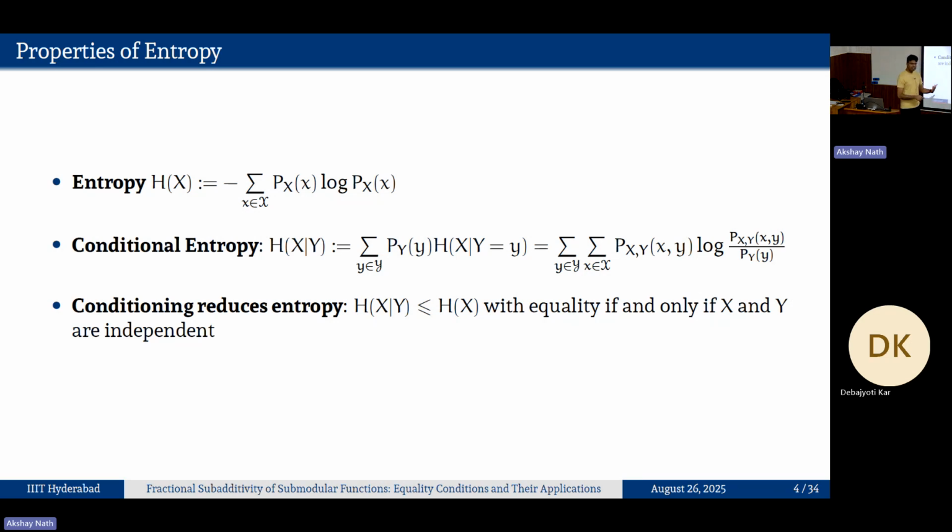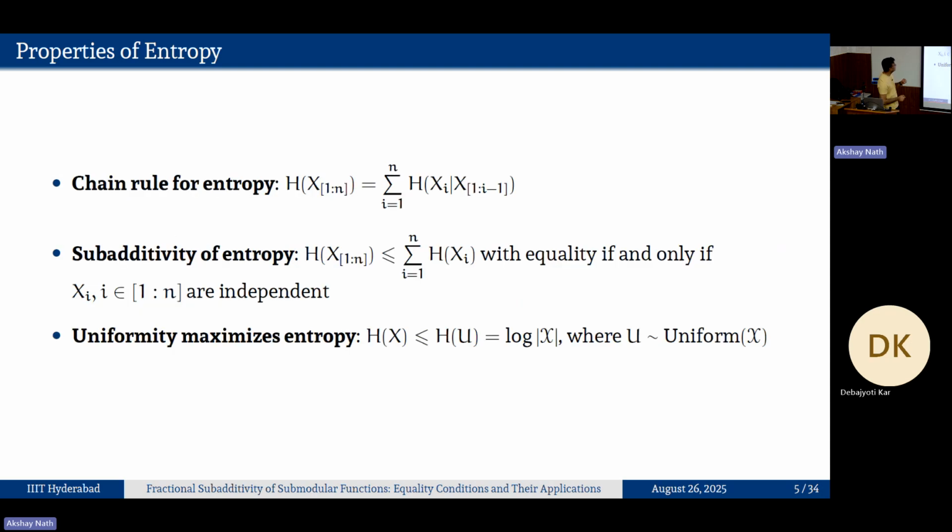If you have an uncertainty with respect to variable x, having some side information is going to reduce the uncertainty. That's the point about conditioning reducing entropy. And this equality happens if and only if x and y are independent random variables. If y is not giving me any information about x, then the uncertainty remains as it was before. So this is entropy, and it has some really neat properties.